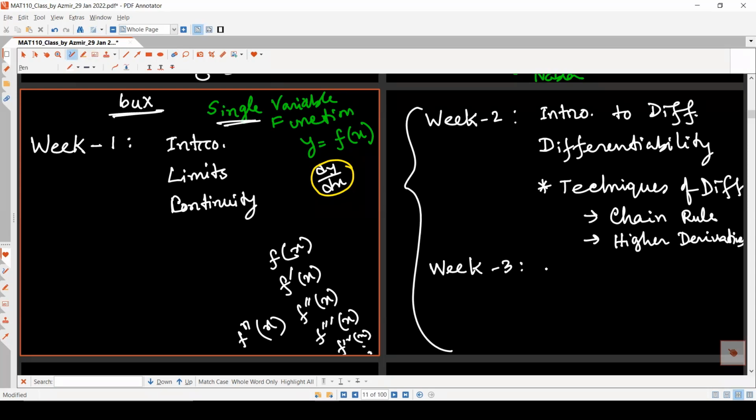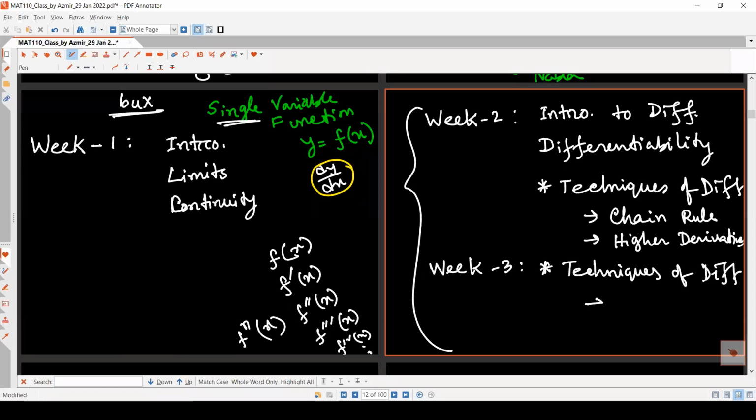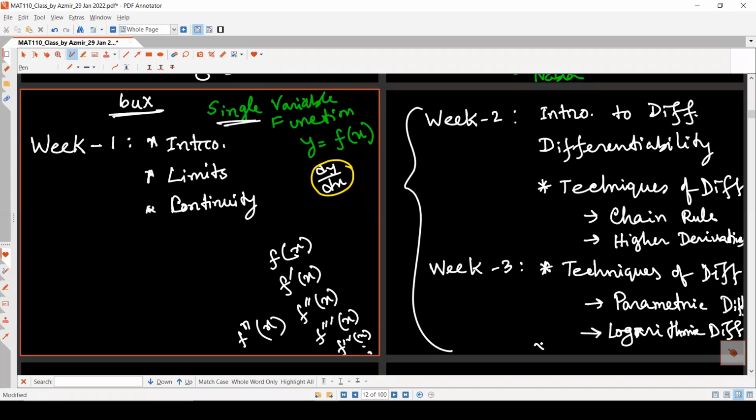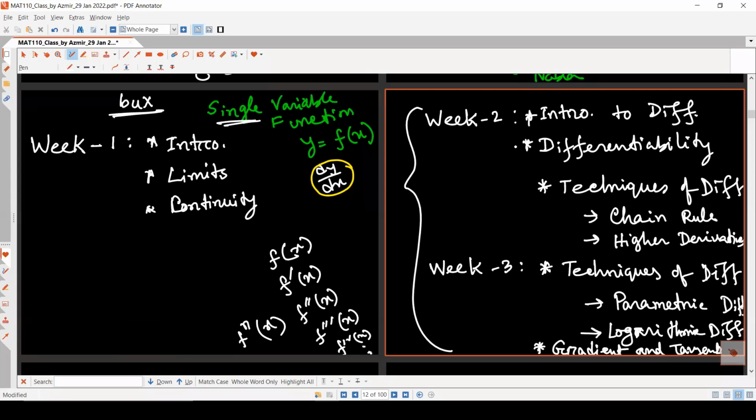We'll also learn about the techniques of differentiation in week 3 again. Here you will learn about parametric differentiation. This is a new term for you, parametric differentiation. You will learn about logarithmic differentiation. Besides this, you will learn about gradient and tangents. Try to understand that in week 1, we have the introduction to limits and continuity. That is the first content for this course. Then in week 2 and week 3, we will learn about all the rules that we have in differentiation.